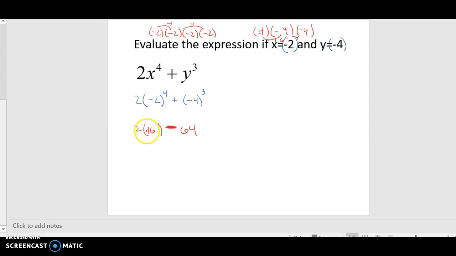Now, multiplication. 2 times 16 is 32. 32 minus 64 gives you negative 32. So, when we look at this, it's very important to substitute with parentheses, then go ahead and do the order of operations.